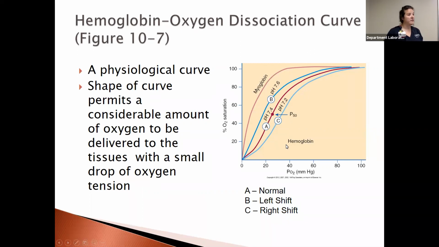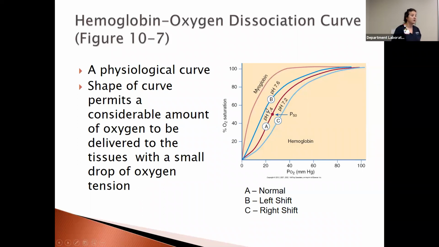Now what happens if you have a right shift in that curve, meaning that these cells readily release oxygen quicker? You're going to have an increased amount of mercury at your 50% saturation. Notice the right shift, indicated by the line C here, is occurring higher than your normal hemoglobin oxygen dissociation curve.